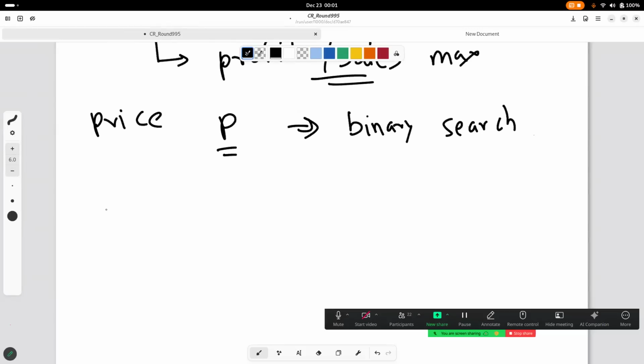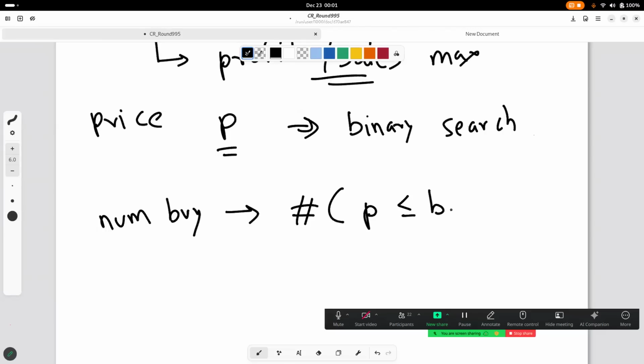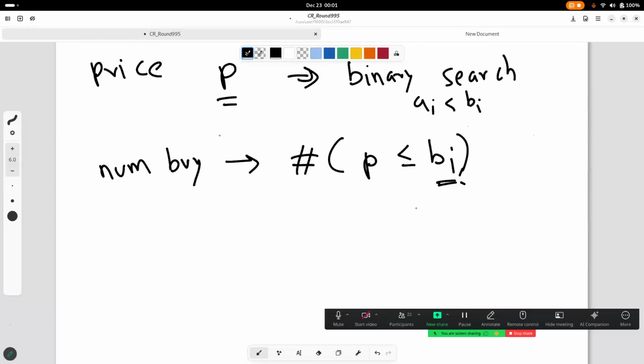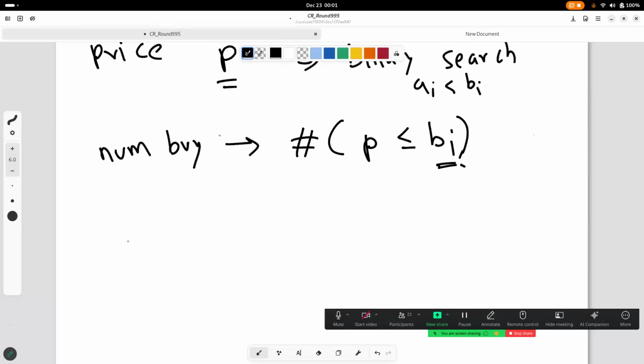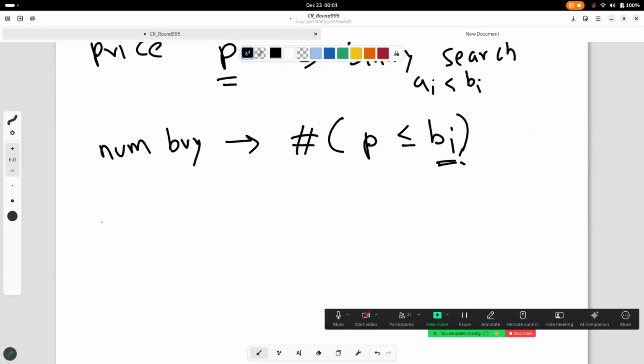So how many people buy your product? Well, that's equal to the number of B of I where your P is less than or equal to B of I, because A of I is strictly less than B of I according to our question. If your price is less than or equal to B of I, the customer is going to buy that product. If it's greater than B of I, he's not going to buy. He may give a negative or positive review, but he's going to buy the product if your price is less than or equal to B of I.